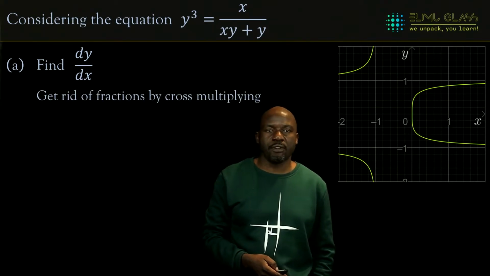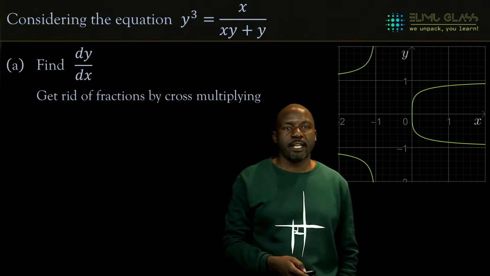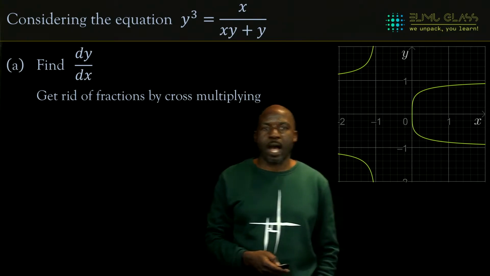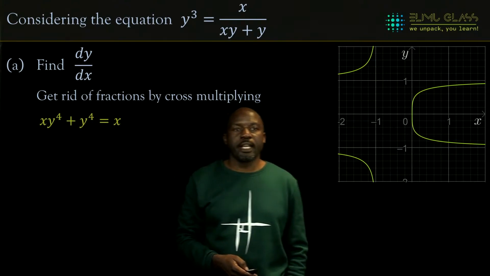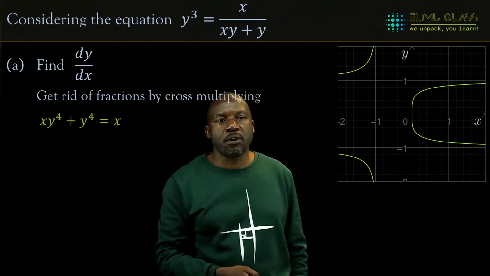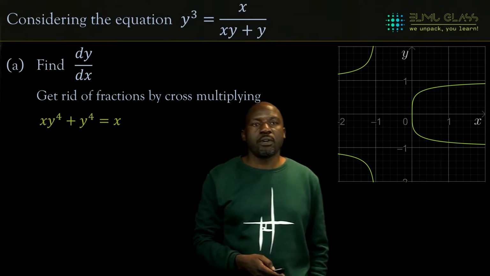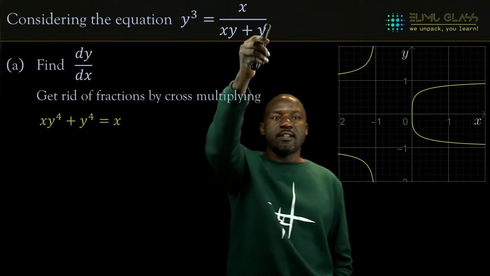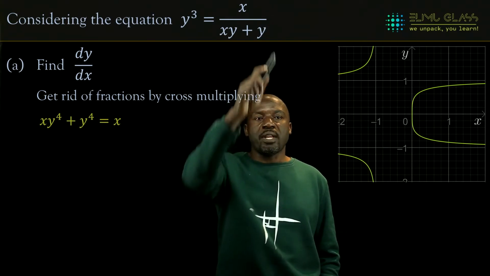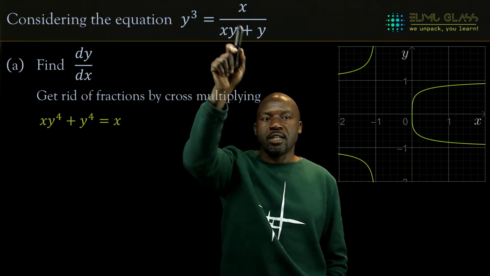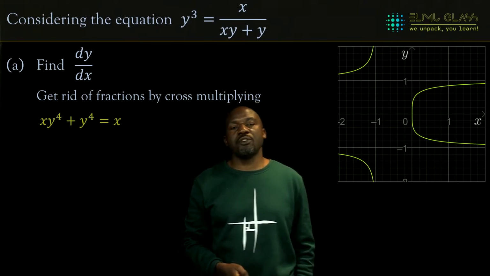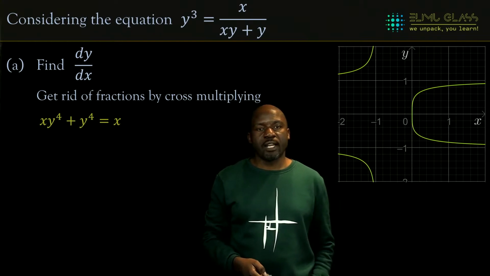Let's get rid of the fraction by cross multiplying, or multiplying both sides by xy plus y. If we do that, we get xy to the power 4 plus y to the power 4 equals x. So this is easier to differentiate than that. Of course, there will be times when that expression is easier to differentiate than this one, but in this particular case, it's easier when you write it on one level like that.